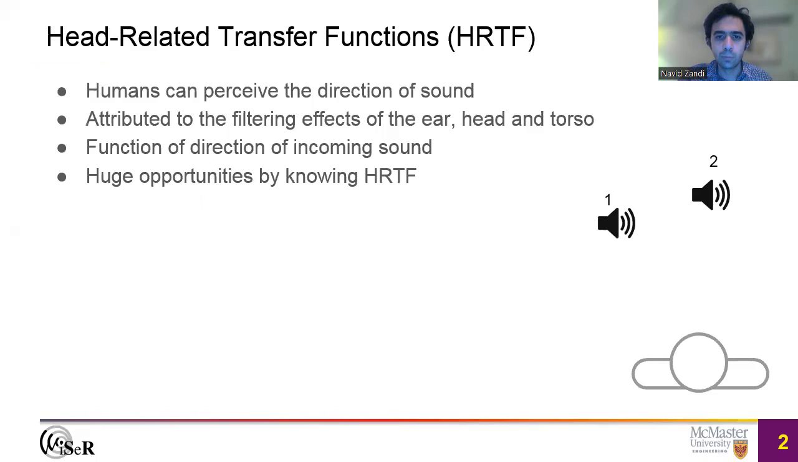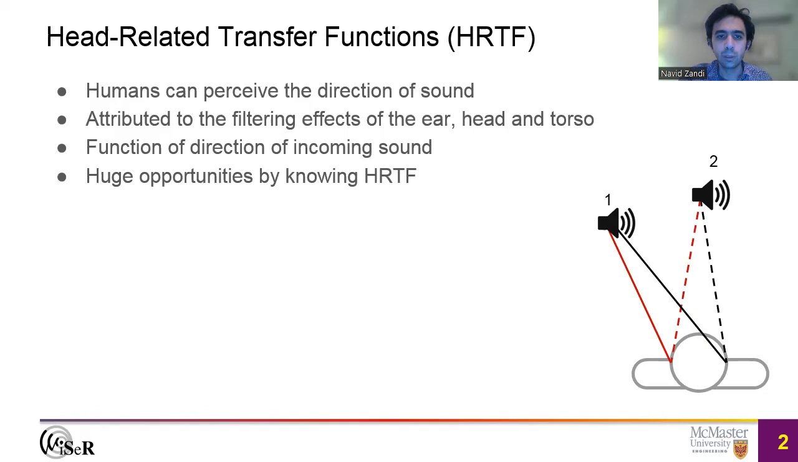What is Head-Related Transfer Function or HRTF? Consider two sounds being played from directions 1 and 2. Humans can perceive the direction of these two incoming sounds and differentiate between them. This is because the sound goes through different paths before reaching each ear, as you see for sound source number 1. More to that, the path that sound source 2 goes through is different from sound number 1. Both sounds go through the filtering effects of the ear, head, and torso before reaching ears. This filter is called Head-Related Transfer Function, or HRTF, and is defined separately for each ear.